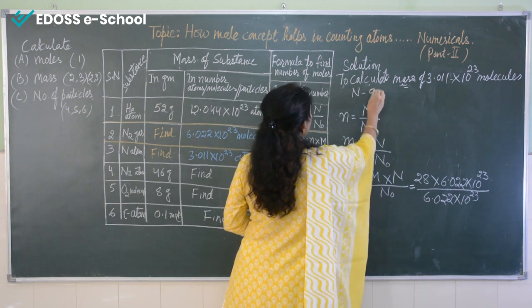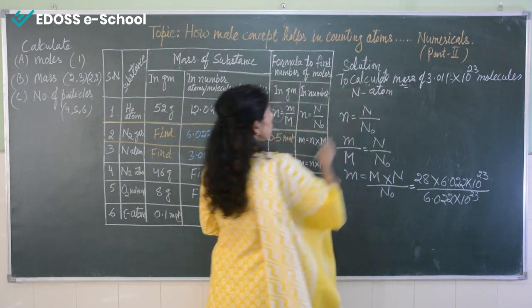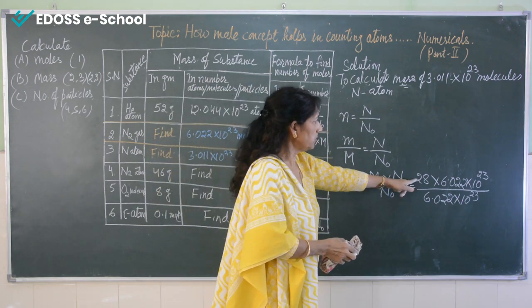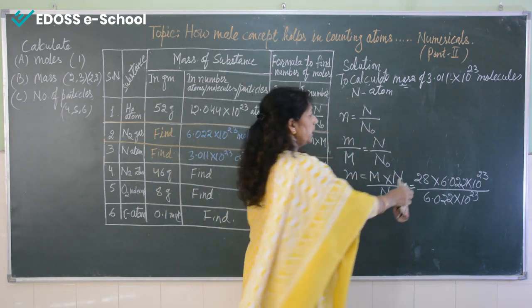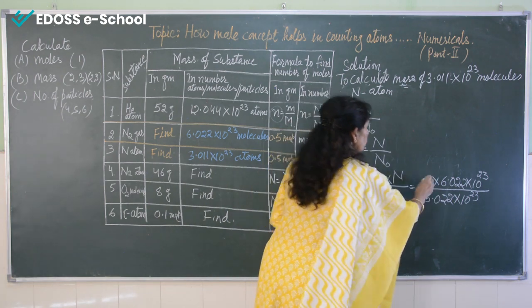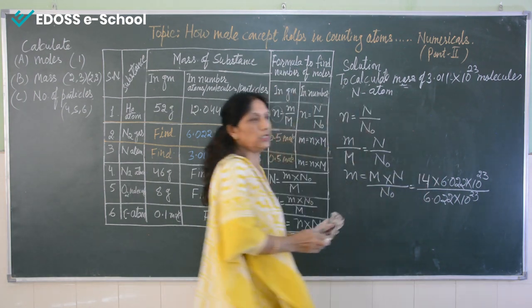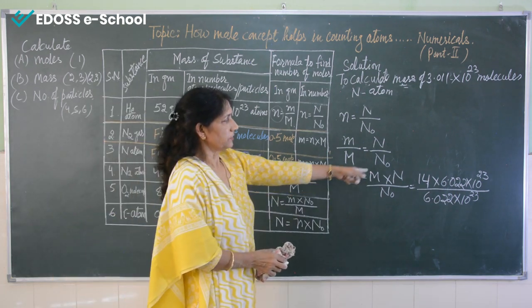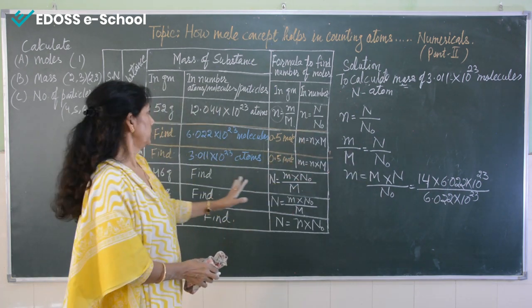It is nitrogen atom. So in the same question, in place of the molar mass 28 we will keep the value 14. It will be now 14. So this will be the mass. So in this way we can calculate it.